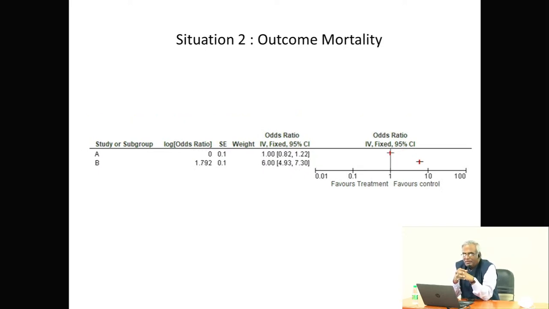Again, there are two studies. One study shows no effect, the other study shows harm or increase in mortality. So, first thing, as a person doing meta-analysis, your job is to find out why these results are different, right? So, you look at whether the type of patients are different, whether the intervention dose is different, whether route of administration is different, whether one is short-term mortality, one is long-term mortality, what is the difference between the two studies?